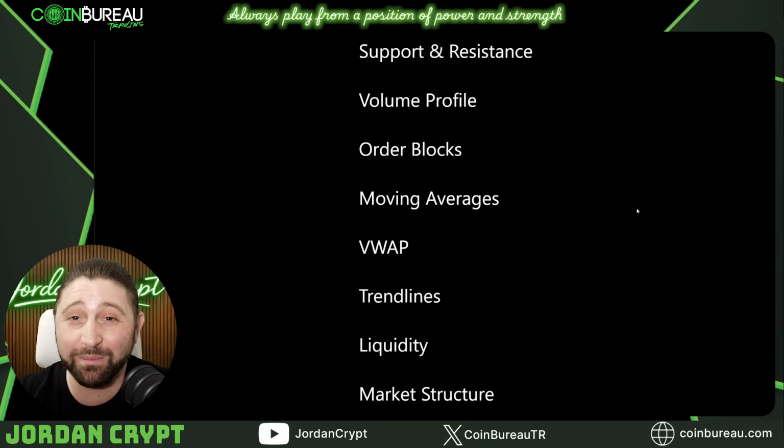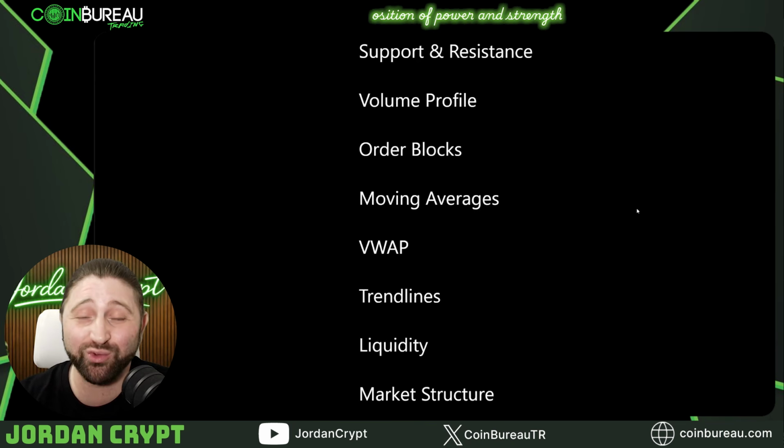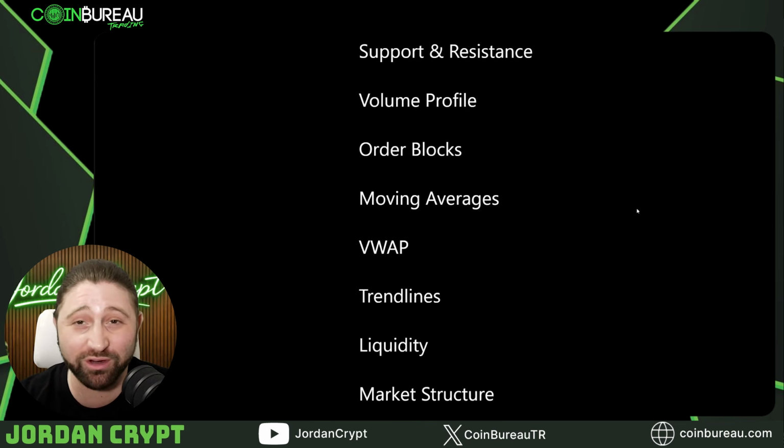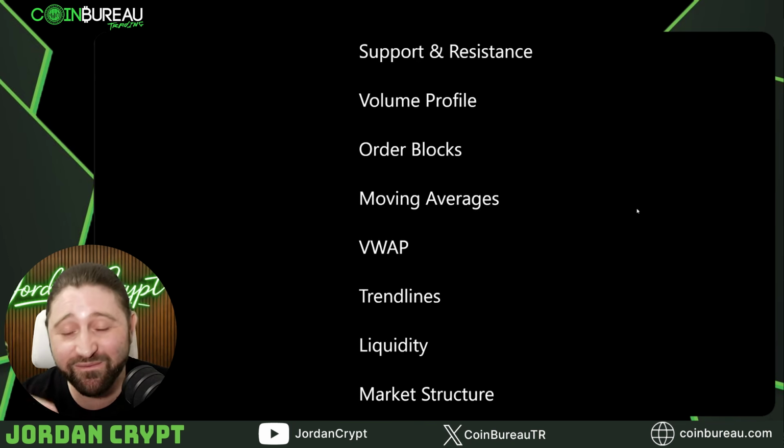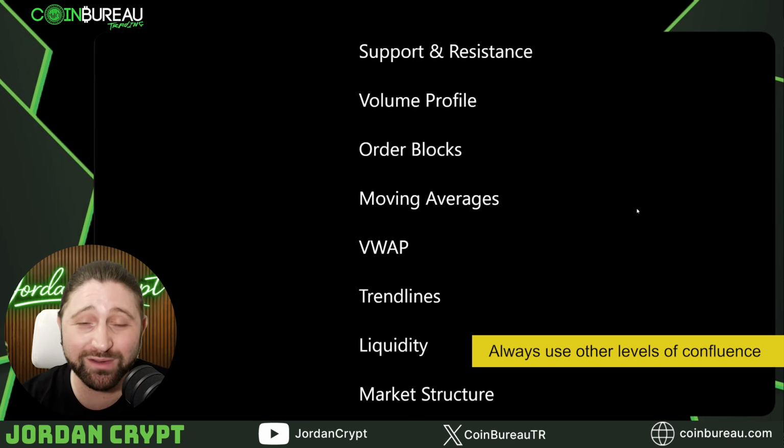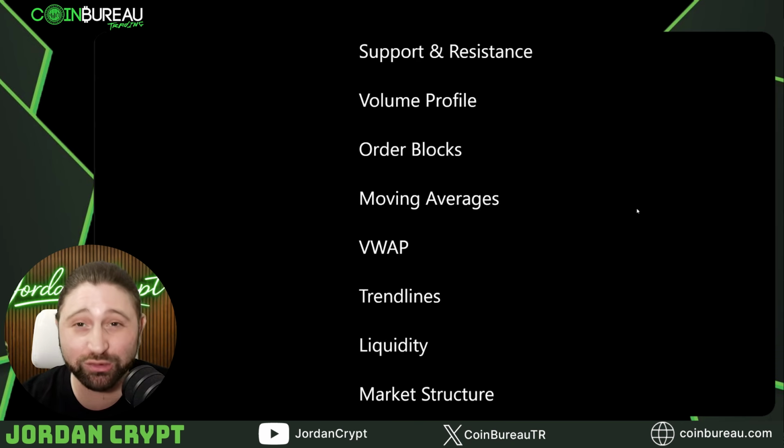Very important to keep in mind always that no drawing tool or indicator should be used on its own, and Fibonacci can be very powerful if you do use it as confluence within a strategy. Along with Fibonacci, try to use support and resistance, volume profile, order blocks, moving averages, VWAP, trend lines, liquidity zones, and general market structure. I do have videos on my channel in the crypto trading tutorials playlist on all of these other levels of confluence that you can use.